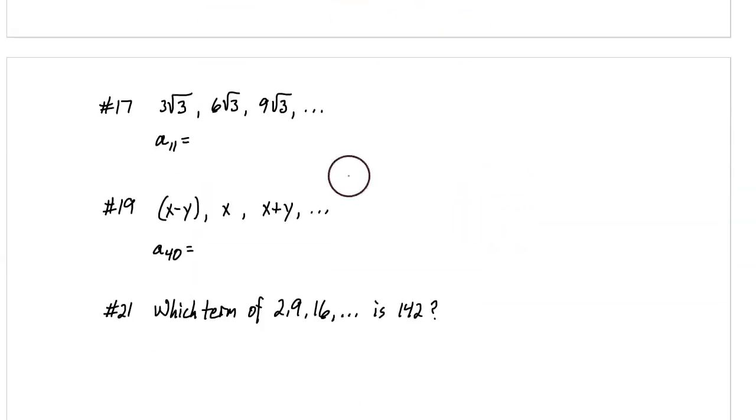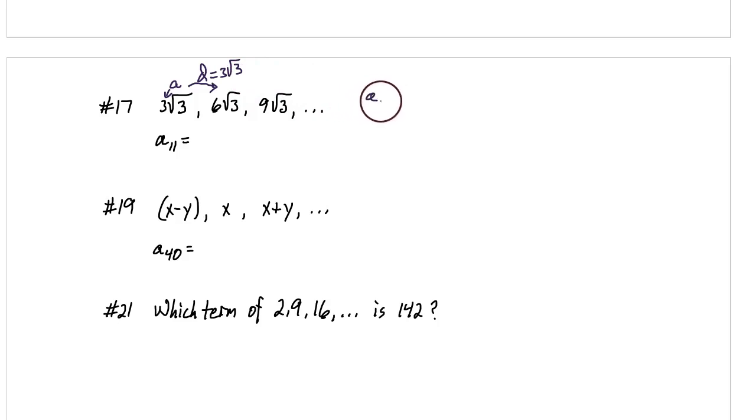Number 17. We know that the first term, a, is 3 times the square root of 3, and then looking from term to term, we can figure out what d is.